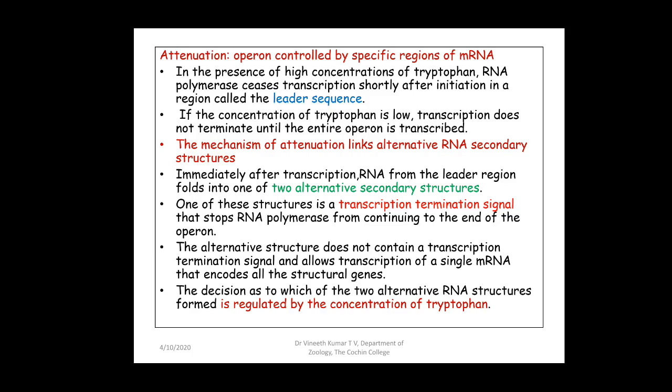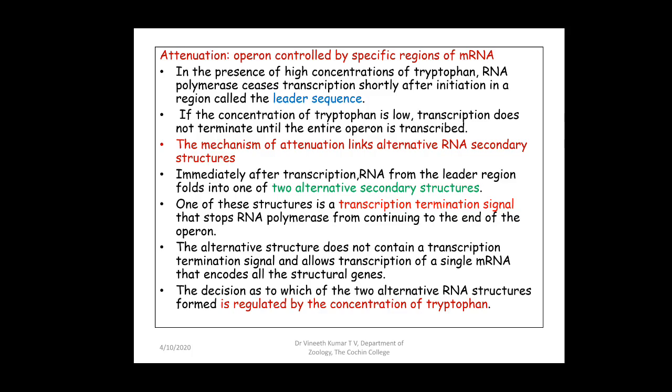One is when the particular operon should be inhibited. The other is when the operon should be stimulated. When the operon should be stimulated, the leader sequence does not assume a terminator signal. It assumes a signal which favors transcription of the whole operon. So this is what is called attenuation.